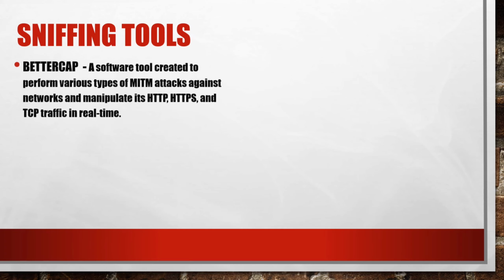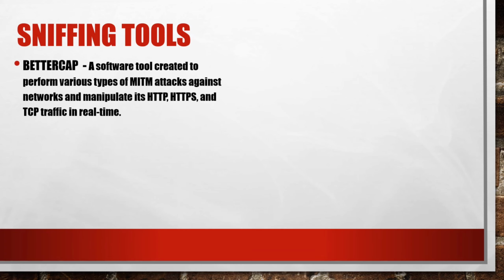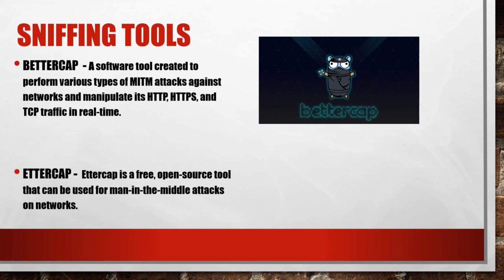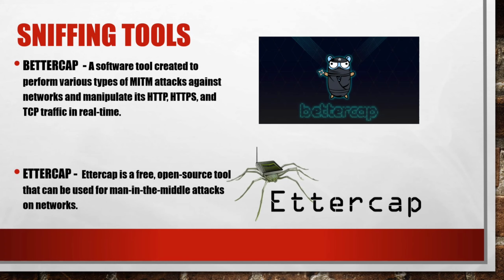Now, let's come to the types of sniffing tools that are available. I have listed out only a few of them. First, we have BetterCap, which is a software tool created to perform various man-in-the-middle attacks against networks and manipulate its HTTP, HTTPS, and TCP traffic in real time. Then we have Ettercap, which is a free open source tool that can be used for man-in-the-middle attacks on networks.